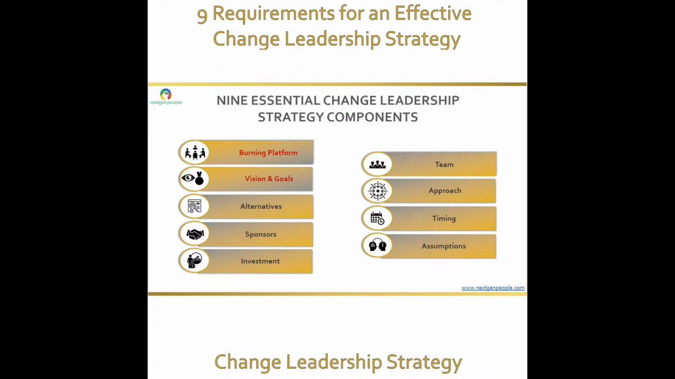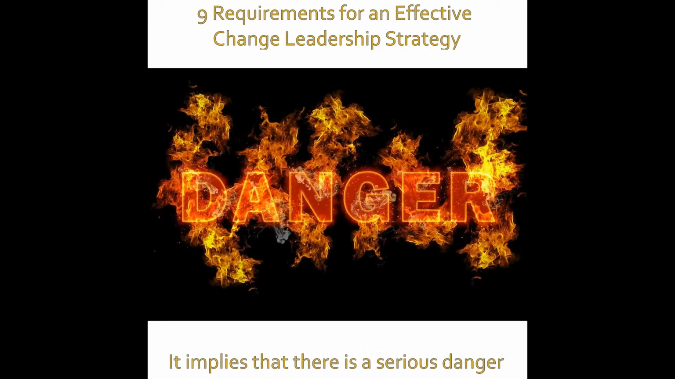Number 1 is understanding your burning platform. That's the reason why you need to make that change happen. Understand the burning platform and, metaphorically speaking, how much fire really and truly exists. The burning platform is the largest reason for the change. It implies that there's serious danger if that change doesn't happen, and that obviously if it does happen, there will be significant benefit.